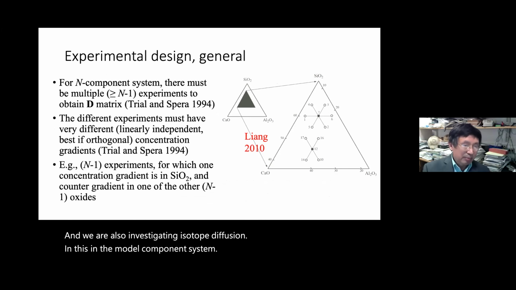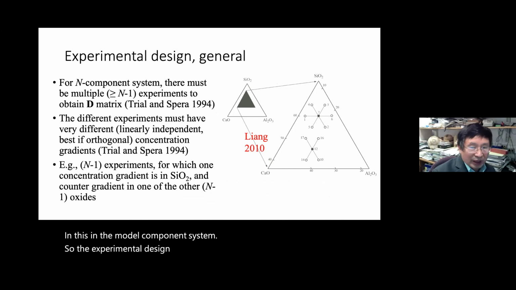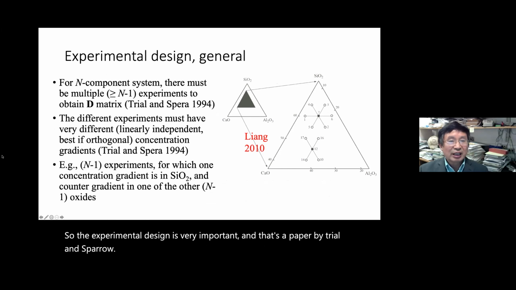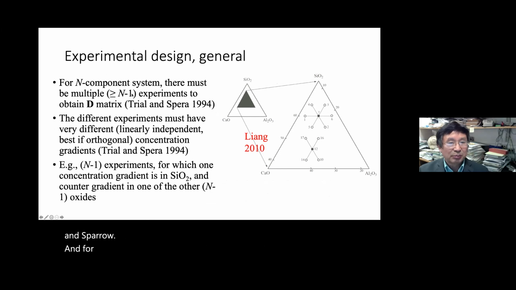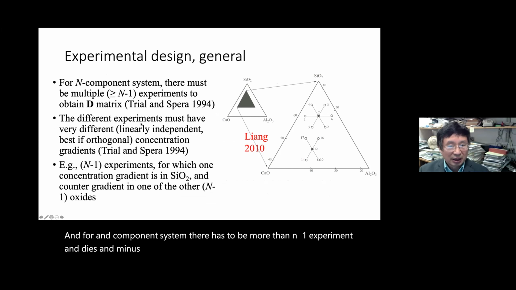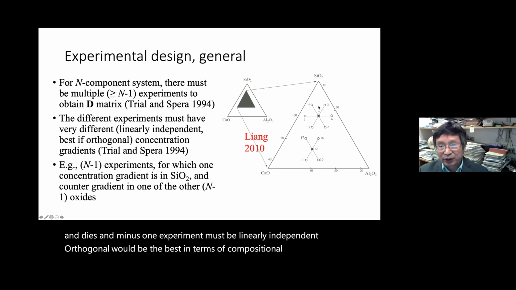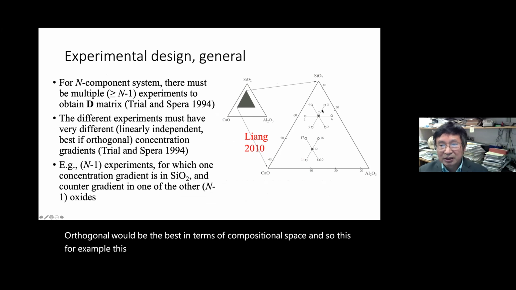The experimental design is very important, and that's a paper by Trial and Spera. For an N-component system, there have to be at least N-1 experiments, and these N-1 experiments must be linearly independent. Orthogonal would be the best in terms of compositional space. For example, this diagram shows one design in a ternary system.